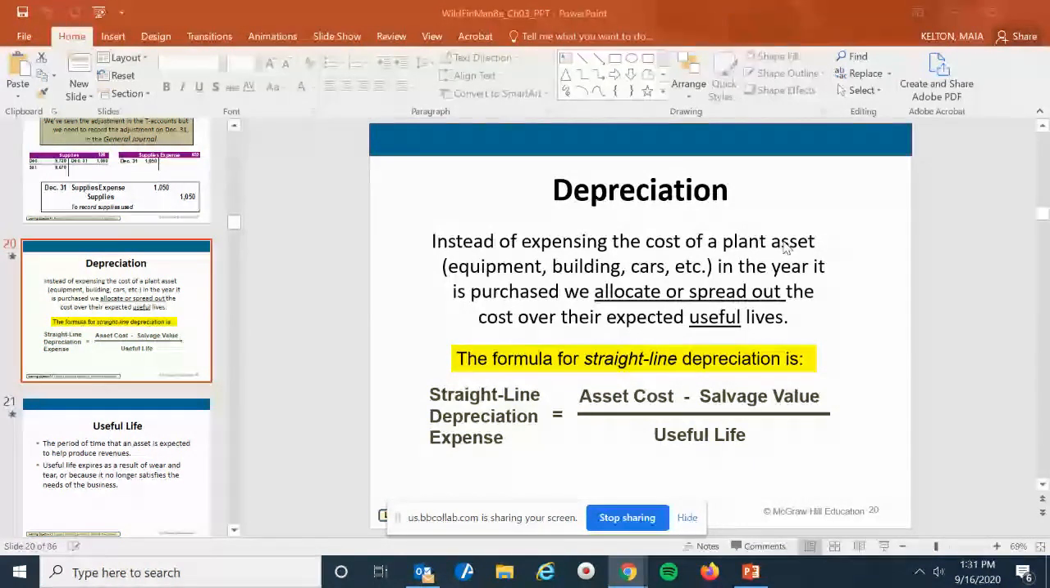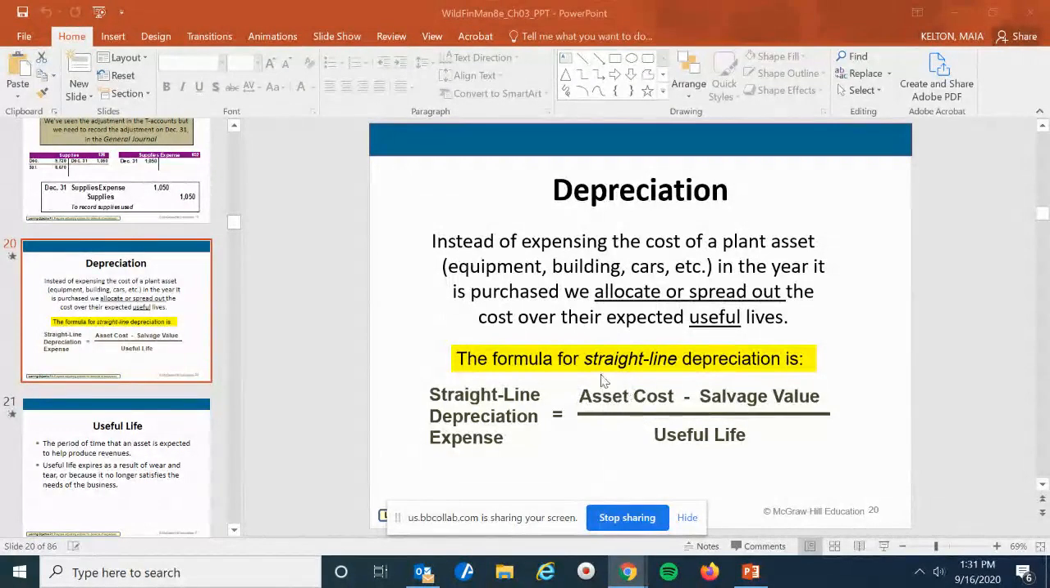We don't explicitly call equipment, buildings, cars prepaid expenses, but they really are because we buy anything that's tangible and lasts a long time in the past and then we use it over extended periods of time. The way we show how much of it is used is by calculating depreciation. Last time we talked about straight line depreciation, and there's a whole chapter on depreciation in our future. Straight line depreciation is calculated by taking the actual cost of the asset and subtracting the salvage value.